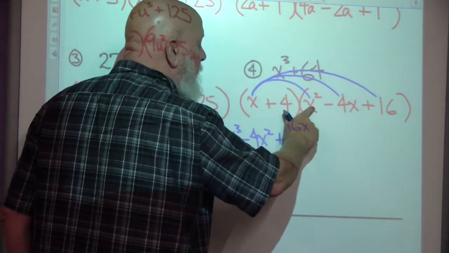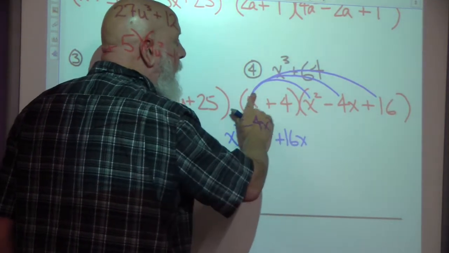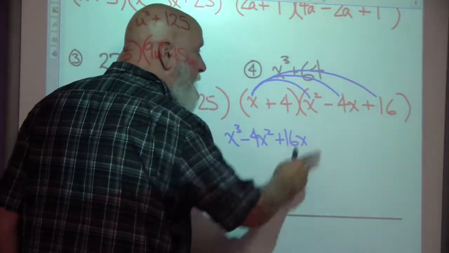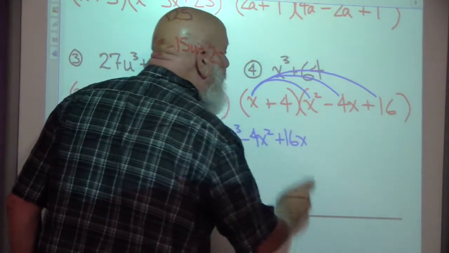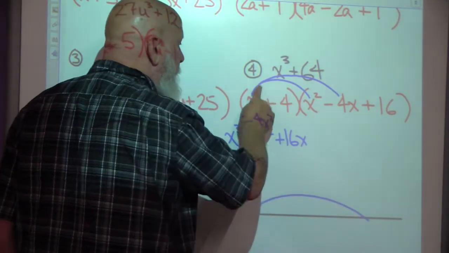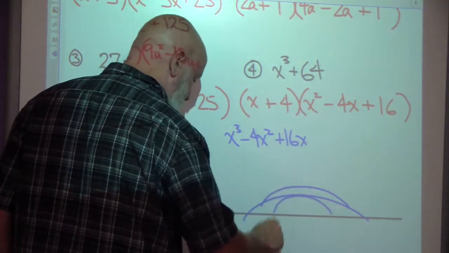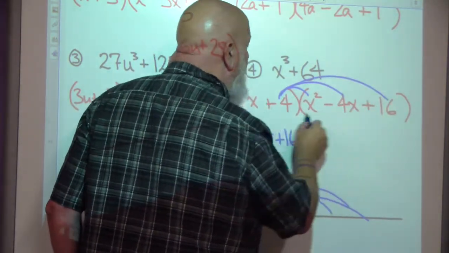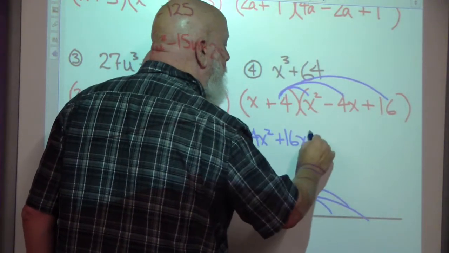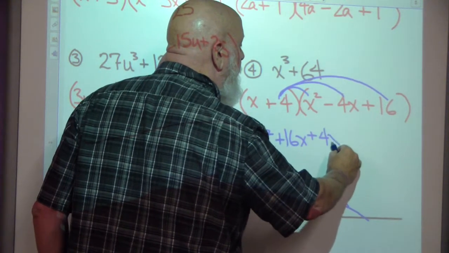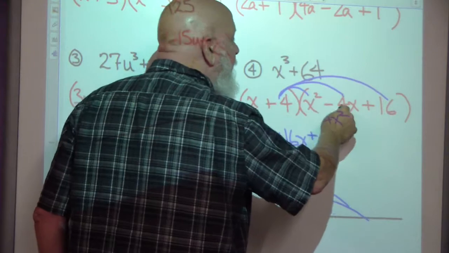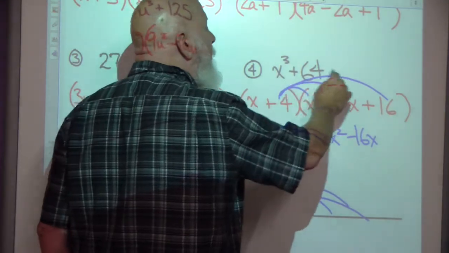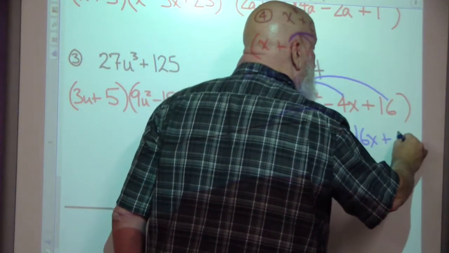So I got x cubed, x times x squared is x cubed. X times negative 4x is negative 4x squared. X times 16 is positive 16x. They're both positive. Now I'm going to take the 4 and do the exact same thing. I'm going to distribute that 4. So this 4 will be multiplied by these 3 terms. Positive 4 times x squared is positive 4x squared. Positive 4 times negative 4x is negative 16x. Positive 4 times positive 16 is positive 64.